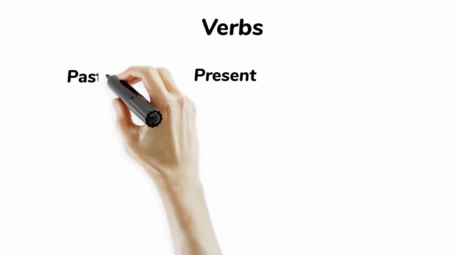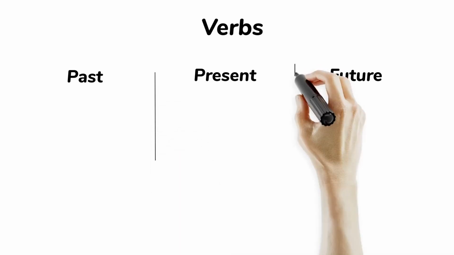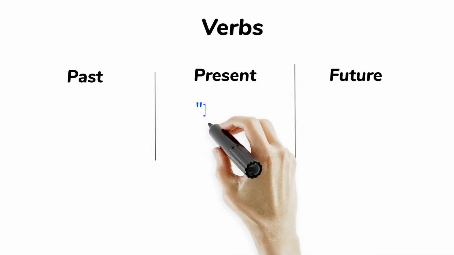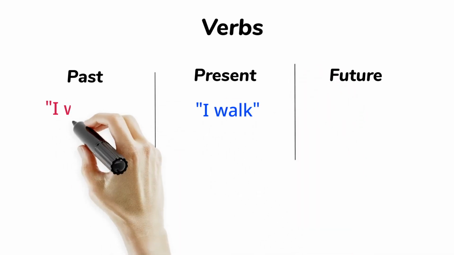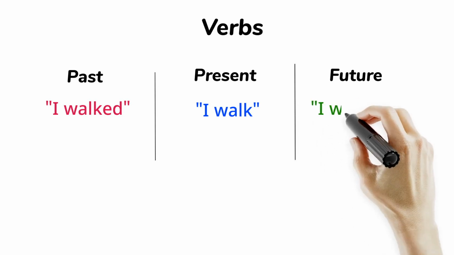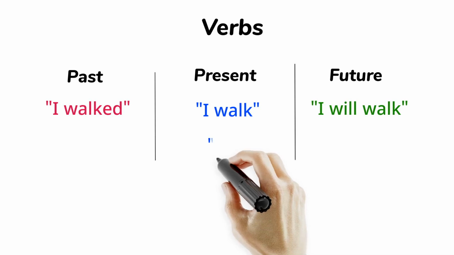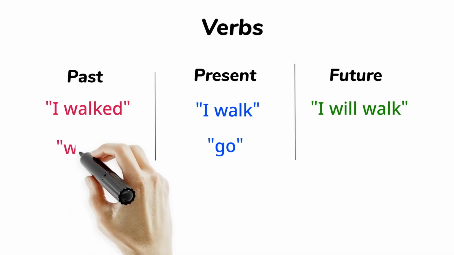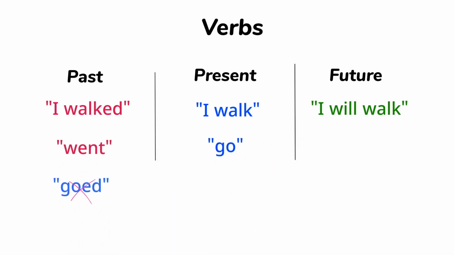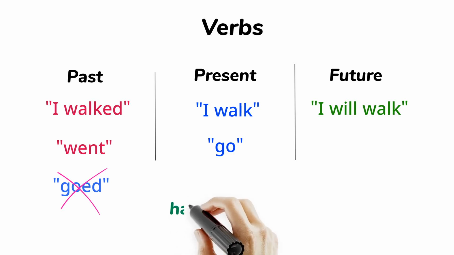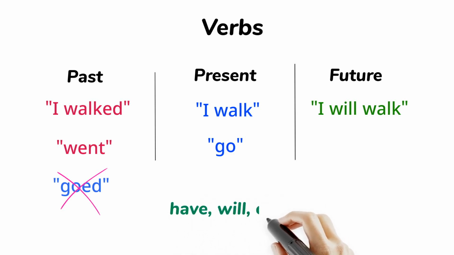Verbs also change their form to show when something happens. We call this tense. I walk is present tense, I walked is past tense, and I will walk is future tense. Some verbs are irregular, like go becomes went, not goed. And don't forget about helping verbs like have, will, and can that work with main verbs to create different meanings.